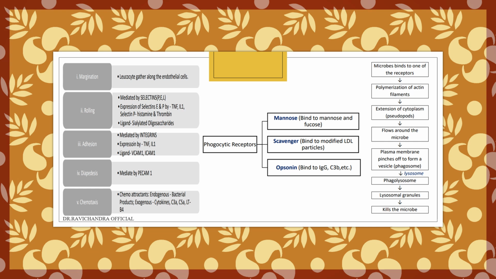Polymerization of the actin filaments will occur, resulting in change in actin myosin filaments, thereby extension of the cytoplasm into pseudopodia or pseudopod formation. It flows around the microbe and the plasma membrane pinches off to form a vesicle called a phagosome. Phagosome combines with lysosomes, resulting in formation of a phagolysosome. And in the phagolysosome, the enzymes are liberated because of the release of the lysosomal granules, and there will be killing and degradation of the microbes.